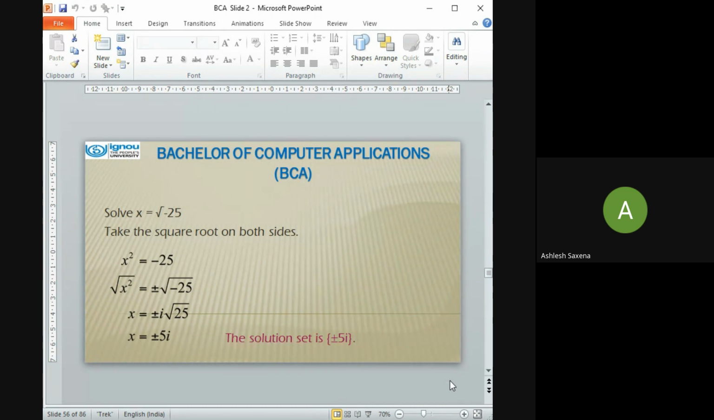Now you can see x is equal to under root minus 25. So it can be written like this, taking square on both sides. x square is equal to minus 25. Now you have to take under root on both sides. So it will become under root x square is equal to plus minus under root minus 25. So it will be reduced to plus minus iota under root 25, and under root 25 is 5. So that means the value of x will be equal to plus minus 5 iota.